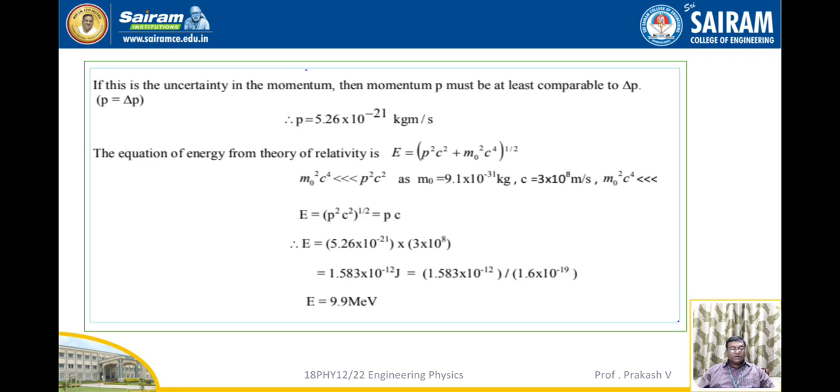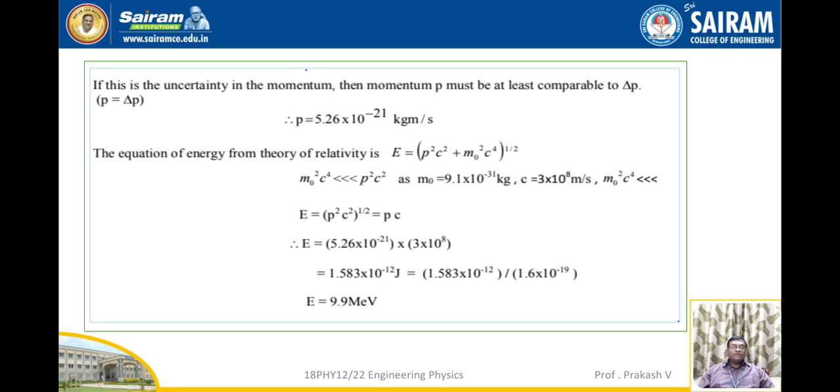The equation of energy from the theory of relativity is given by E equals (p squared c squared plus m naught squared c to the power of 4) whole to the power of half. Here it is observed that the value of m naught squared c to the power of 4 is very much lesser than p squared c squared, where m naught, the rest mass of the electron, is equal to 9.1 into 10 to the power of minus 31 kg, and c is equal to 3 into 10 to the power of 8 meter per second. The m naught squared c to the power of 4 term is very much lesser, so it can be neglected.